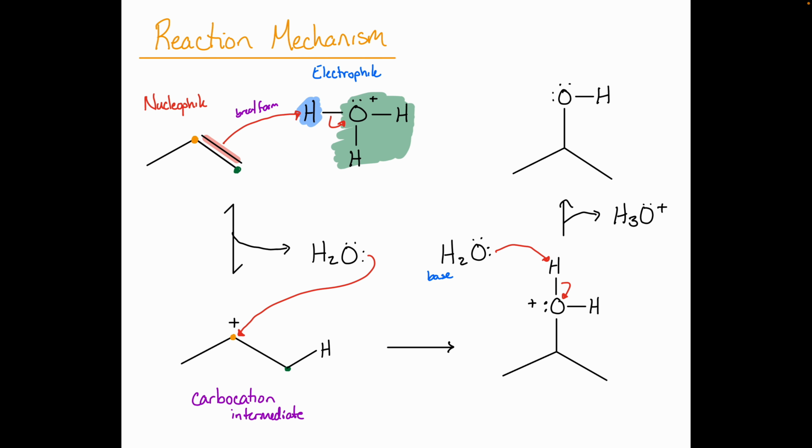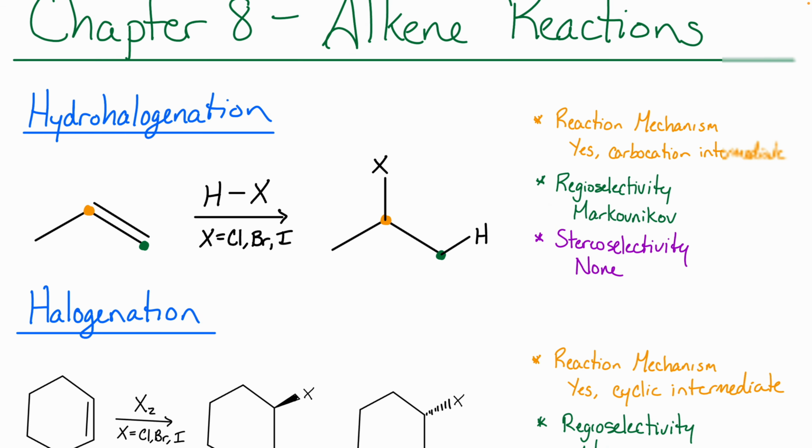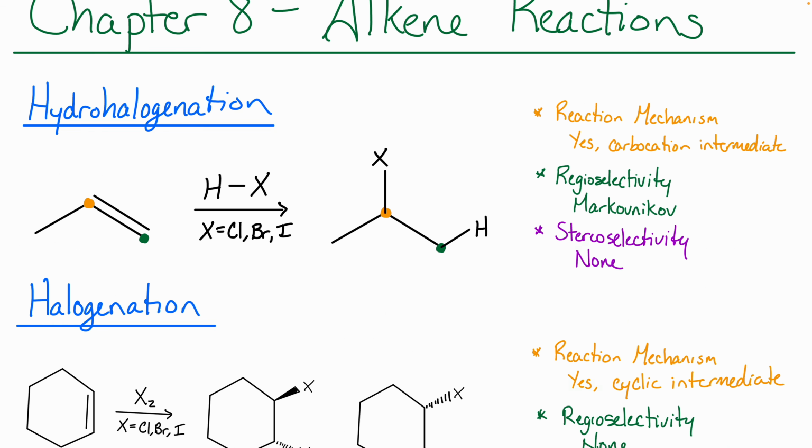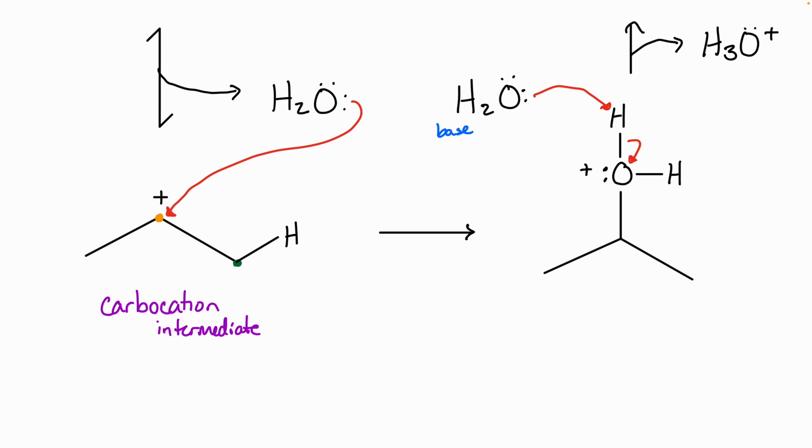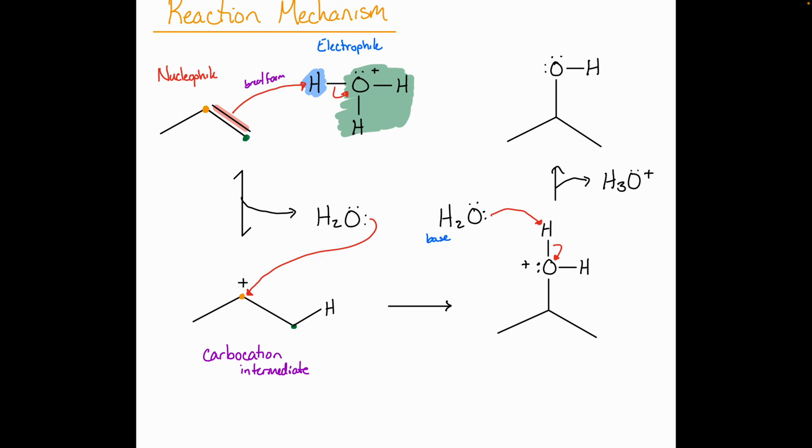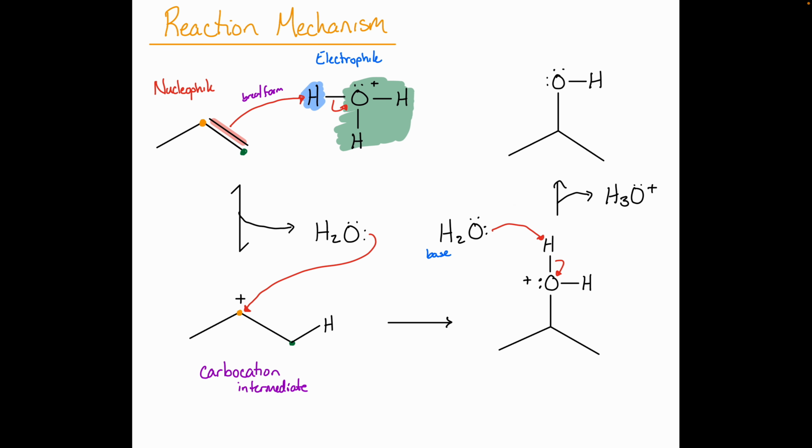Let's look back at our notes here. Our other carbocation intermediate reaction, our hydrohalogenation, did we say we have to worry about stereochemistry? No. Luckily, those carbocations are flat, so the nucleophile, that water molecule, will attack from both sides. We'll get a mixture of both possible isomers, or a racemic mixture, so we don't have to worry about stereoselectivity. All right, great. Let's add this then to our list here.